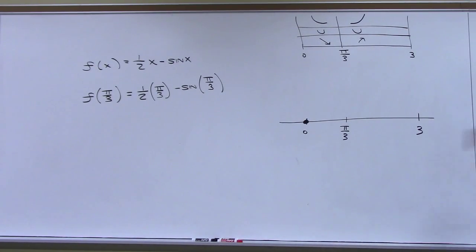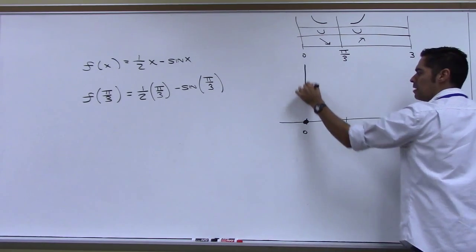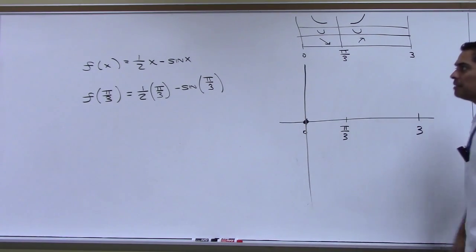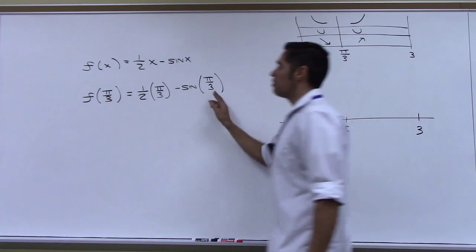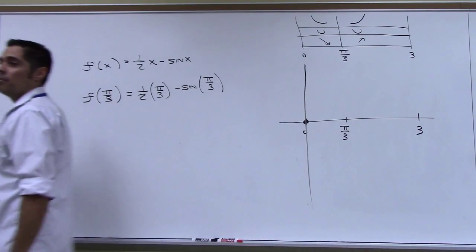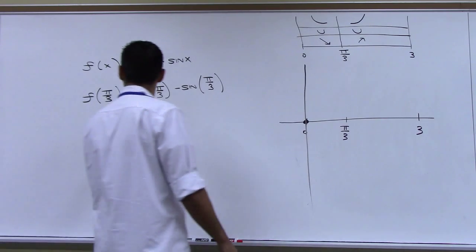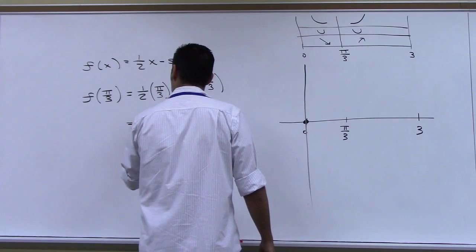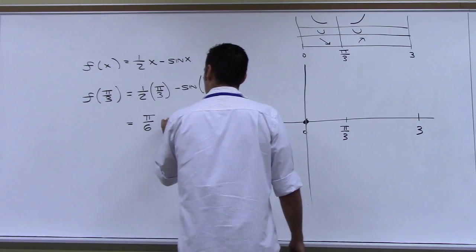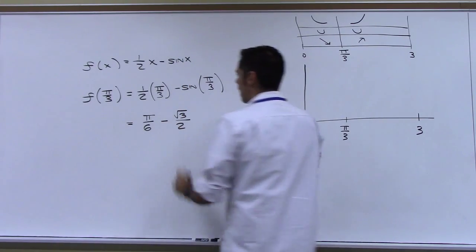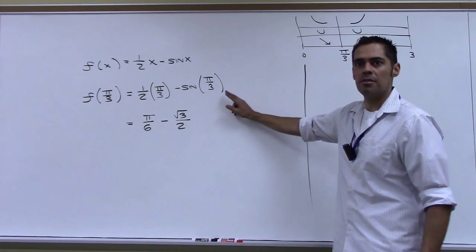Now, I actually want to know where I'm going to plot that, like how high I'm going to go with that. So that's why I said we're going to need a calculator. Make sure you're in radian mode. What is sine of pi over 3? It's √3 over 2. And then you have to find out what pi over 6 is. So pi divided by 6, take away √3 over 2. I know that because that's a common angle on the unit circle.